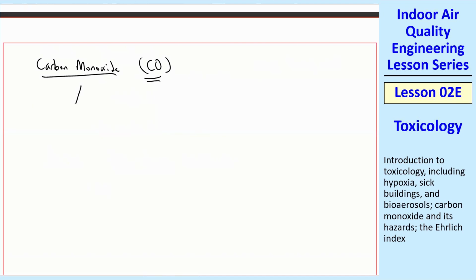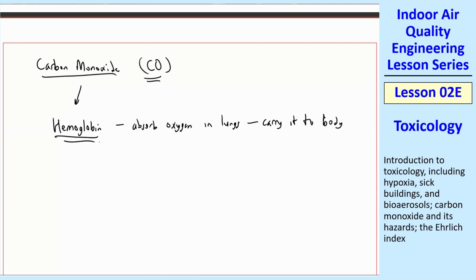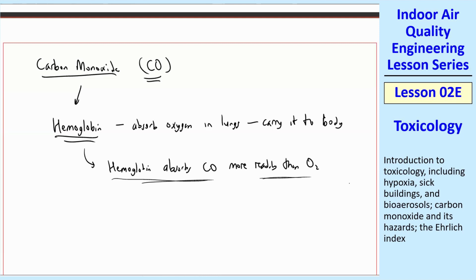The problem with carbon monoxide is that there's hemoglobin, part of the blood cells that make blood red. What these hemoglobin molecules do is they absorb oxygen in the lungs and then carry it to the rest of the body. So that's what happens normally, and it works fine. The problem, though, when you have CO, is that hemoglobin absorbs CO more readily than O2. So if you have CO in the air, the hemoglobin is going to absorb that CO and send that through the body, and you won't have as much O2 going through the body.